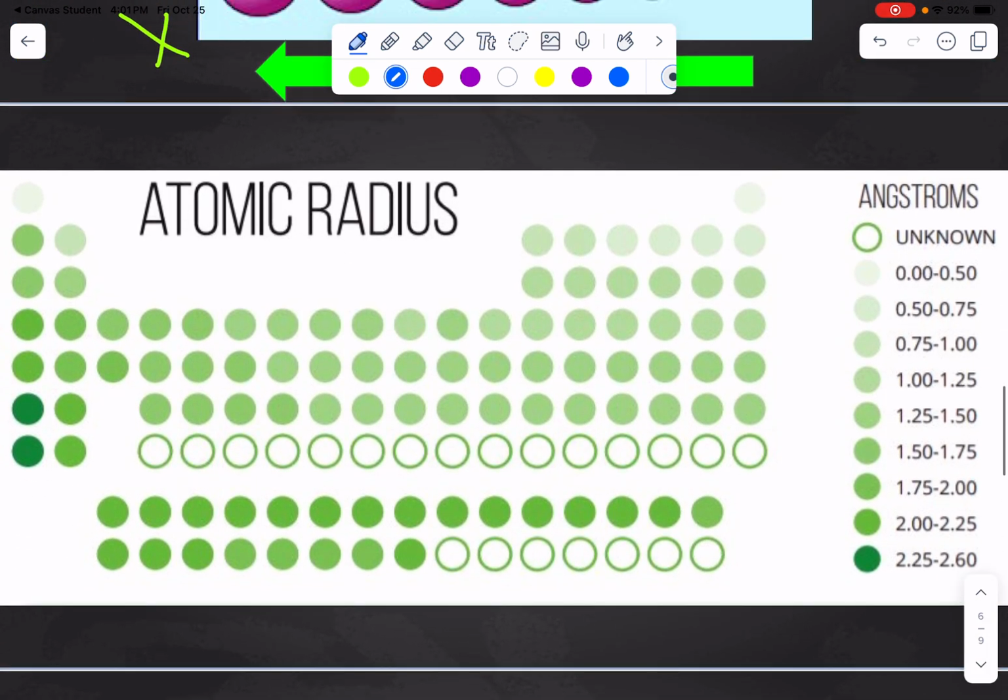Here are some examples of atomic radius, and that's pretty close to what you were seeing with your graphing. And the reason why there are unknown sizes is that these are human-made elements that don't hang around long enough for us to tell how big they are.